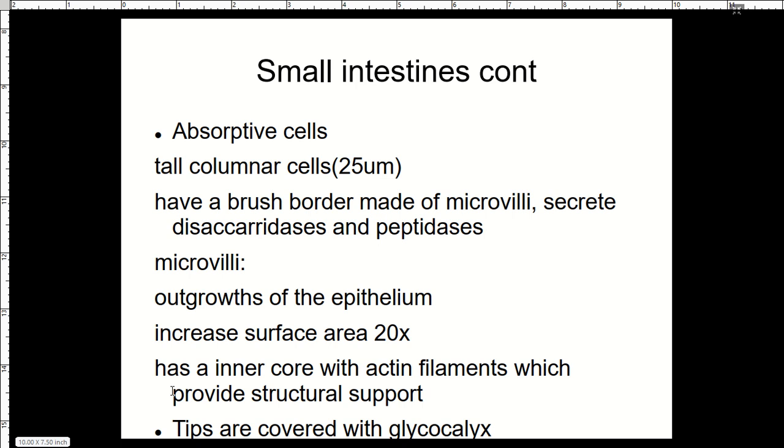So, how many folds? We spoke of the plicae circulares, and we said these are permanent folds with the core of a submucosa. And then we spoke of the villi; these are also permanent folds that are made by the core of the lamina propria with the lymphatic lacteal. And then we spoke of the microvilli, which are also permanent folds that are made by the core of actin filaments. Very important. You need to understand those things.